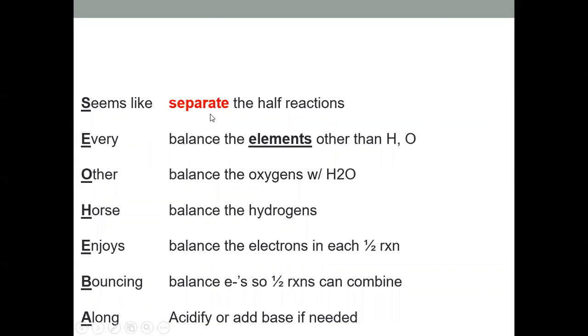In other words, step 1, separate the half reactions. Step 2, balance the elements other than hydrogen and oxygen. Step 3, balance the oxygens. Step 4, balance the hydrogens. Step 5, balance the electrons in each half reaction. The next step is to balance the total electrons so that the half reactions will combine and the electrons will disappear. And then the final step is to acidify or add base by adding hydrogen ions or hydroxide ions as necessary.